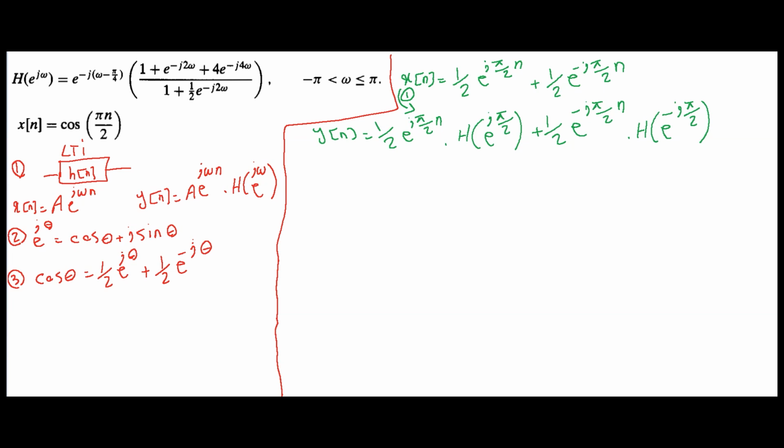But to make the calculation simpler, we first rewrite e to the power of minus j omega minus pi over 4 as e to the power of j pi over 4 multiplied by e to the power of minus j omega. Therefore, H at frequencies of pi over 2 and minus pi over 2 is written as shown in the figure.